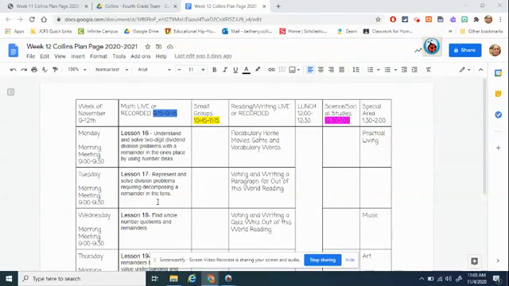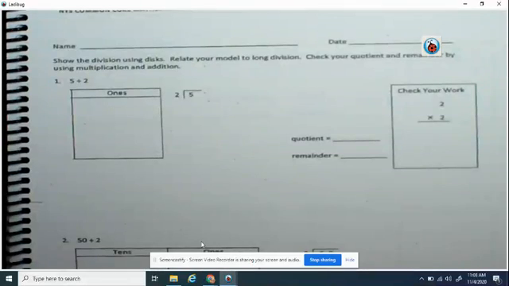Okay guys, we're getting ready to do lesson 17, and we're going to represent and solve division problems by decomposing the tens if there's a remainder in the tens. So just like we did yesterday, but today there's going to be some left over in the tens place.